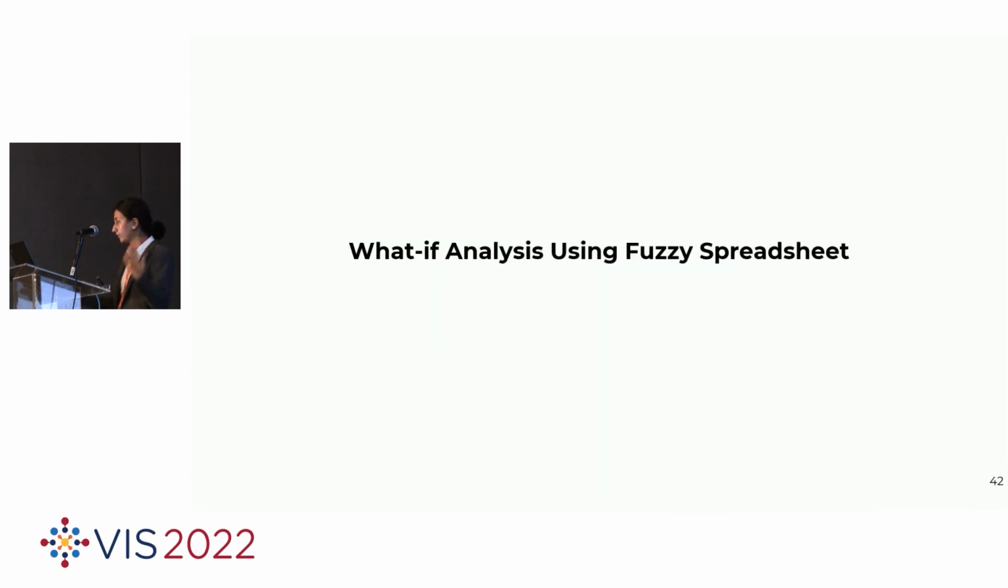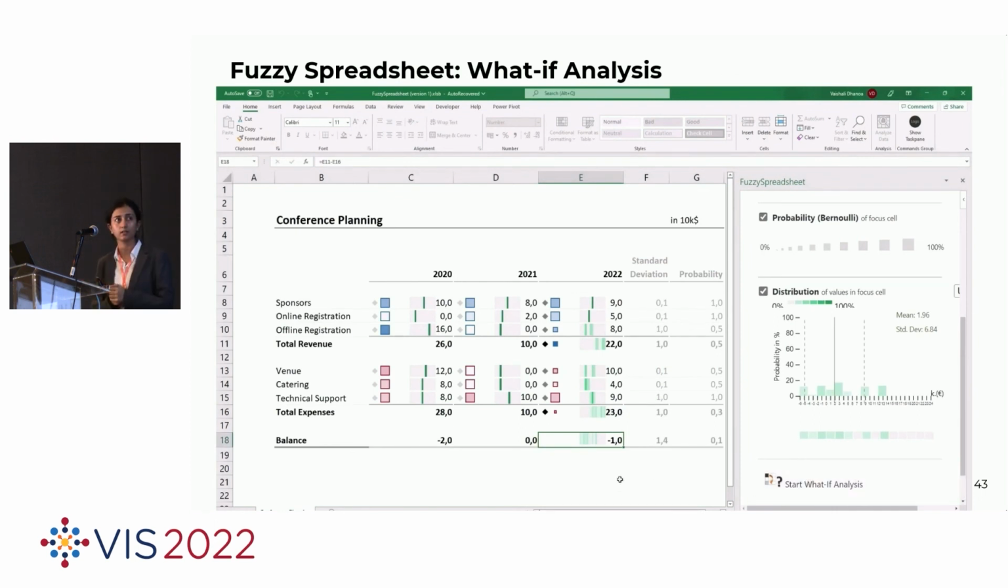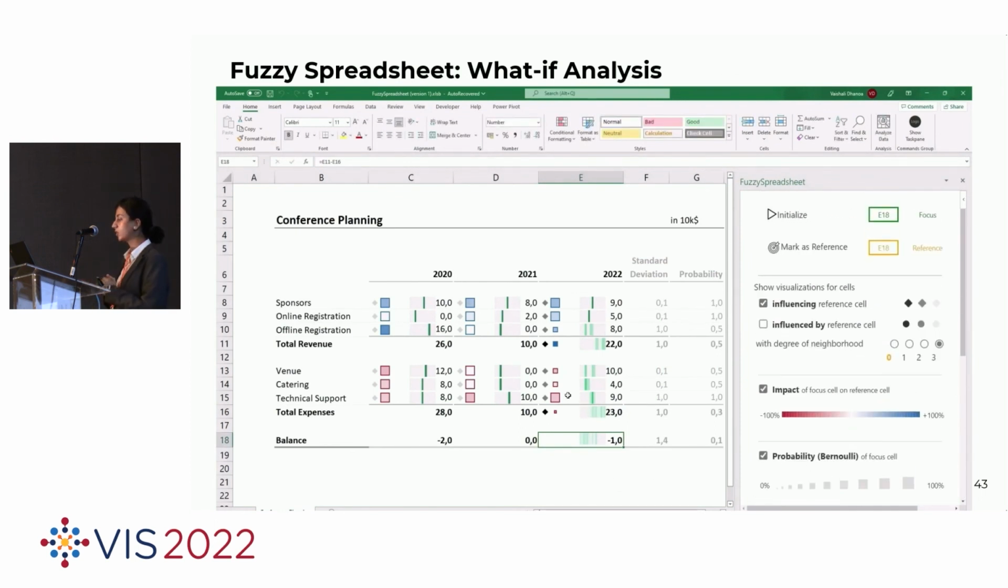Now that we have all the information available of all the related cells, we can move on to our what-if analysis. For the what-if analysis, we can start by clicking on the what-if analysis option and choosing a cell for which we would like to change the value. For example, the technical support, because it has a seemingly high impact and also a high probability of happening. So what if I reduce the value by 1?